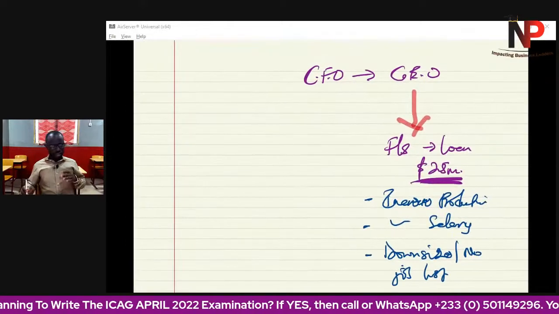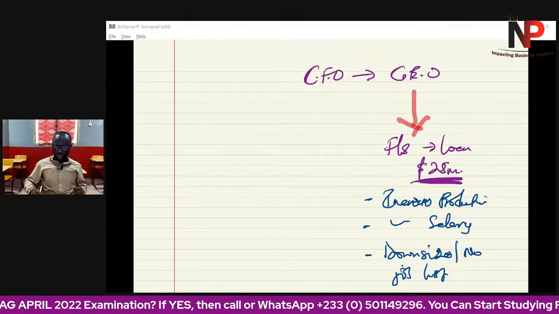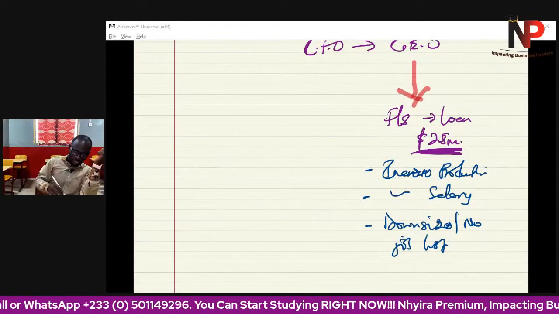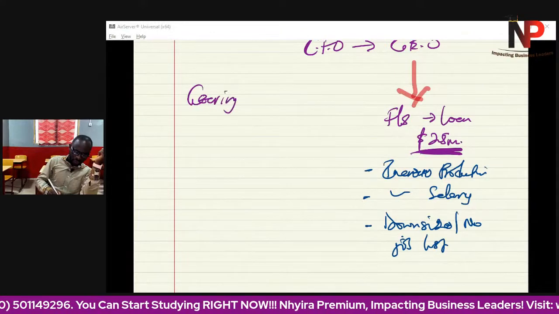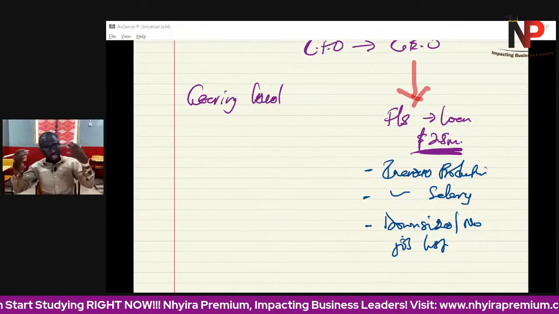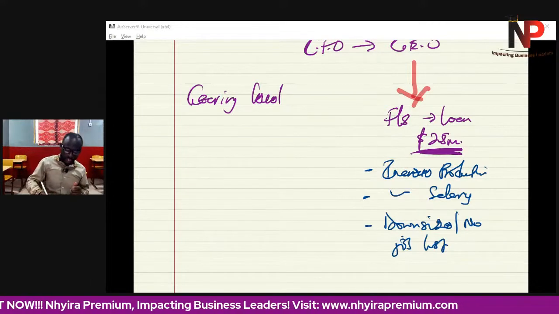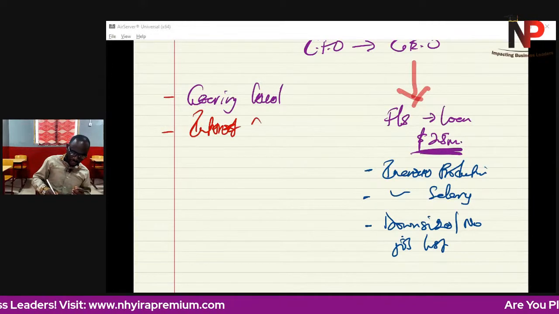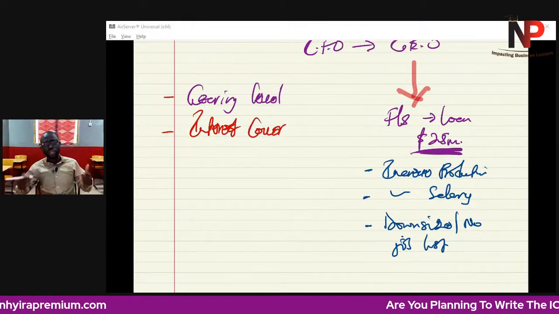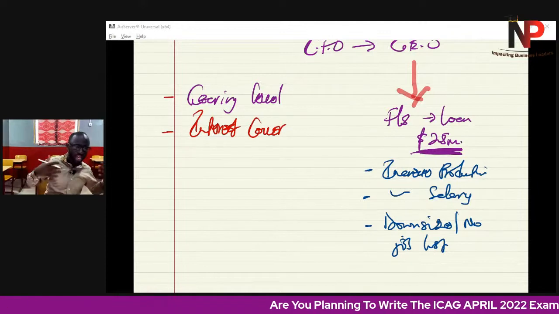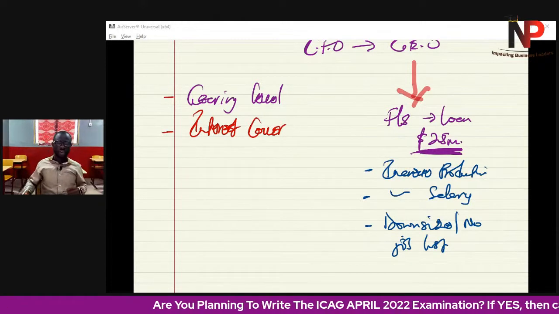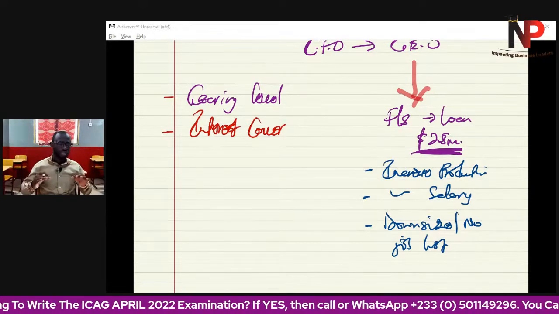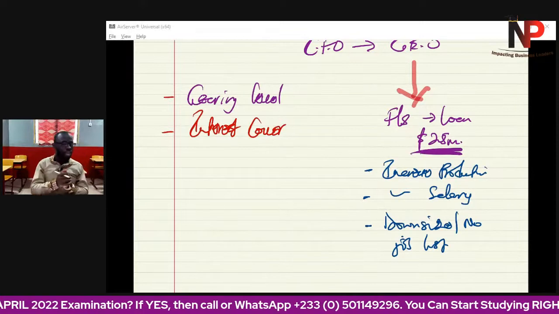But then there is a specific issue. Because if we are going into the bank to borrow money, one of the things the bank will be interested in is the gearing level of the company. Is the company highly geared or not highly geared? In addition to that, certainly the bank will be interested in our interest cover, that is, the efficiency with which the loan or borrowed funds are used to generate profits of the organization. So the bank will be interested in the gearing level of the entity, and also in the interest cover of the entity.